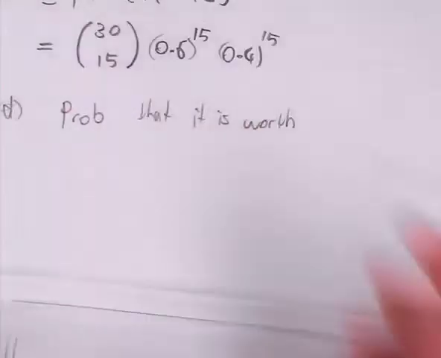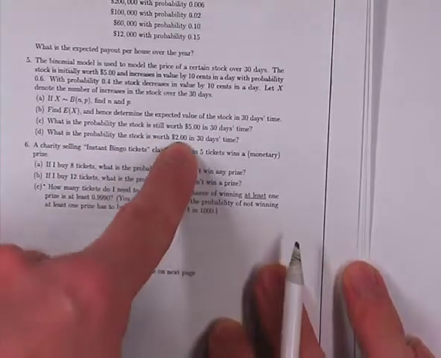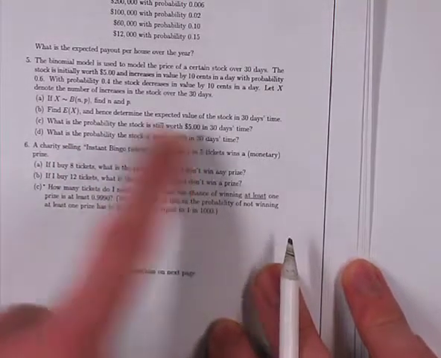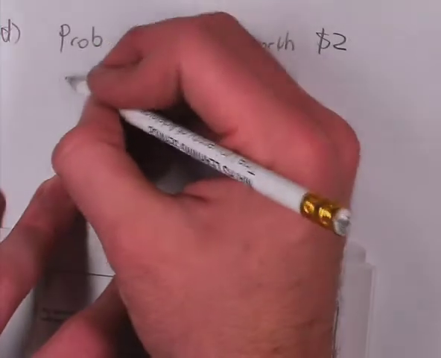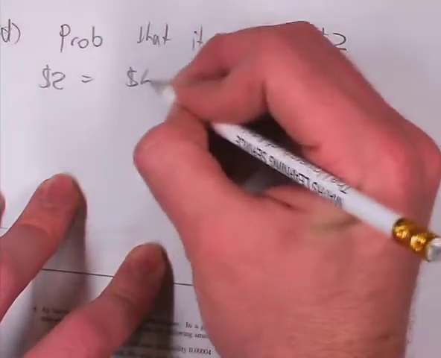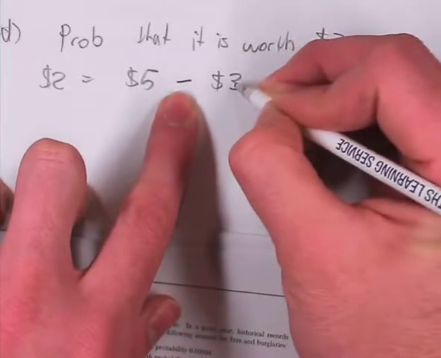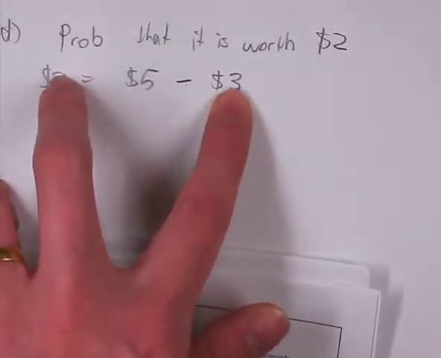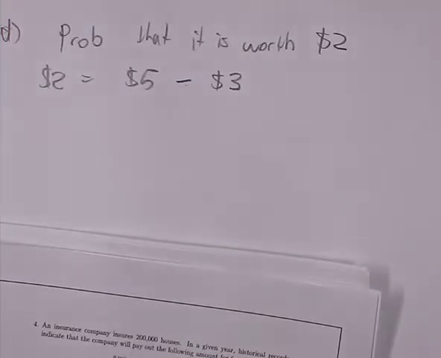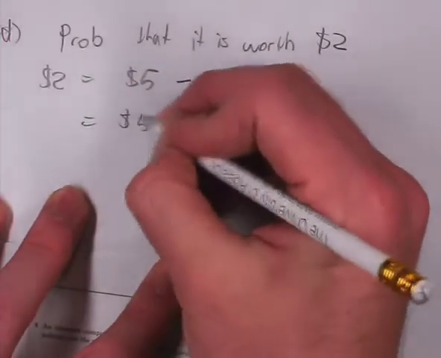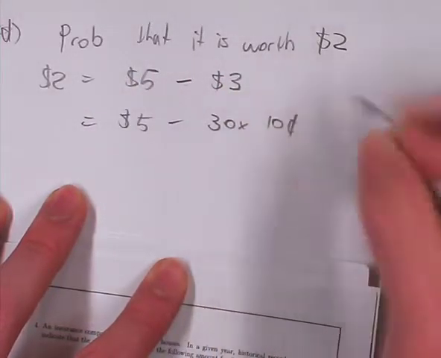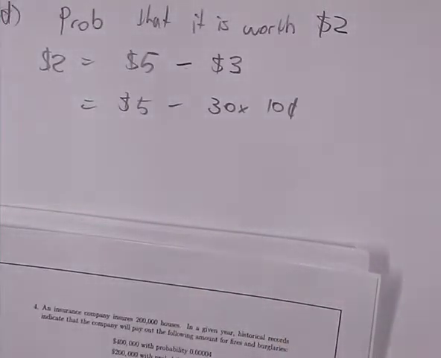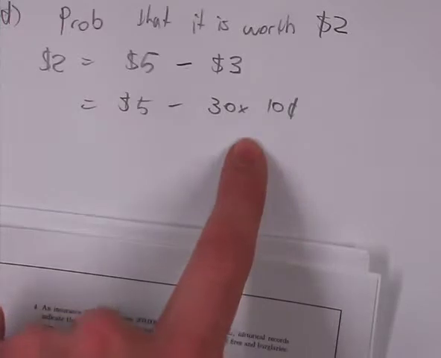Awesome. So the question here says, what's the probability that it's worth $2 in 30 days' time? Okay, so let's just think about the probability that it's worth $2. To get to $2, we have to have started at $5 and gone down $3, right? That's the only way. And the only way of going down in this situation was to go down 10 cents at a time. So $3 is 30 lots of 10 cents. So the only way of getting $2 would be to go down every time.